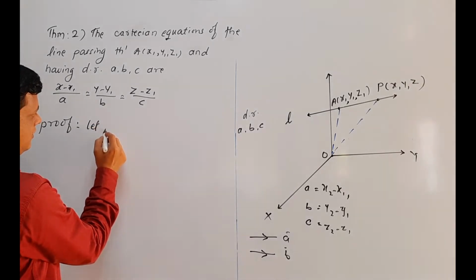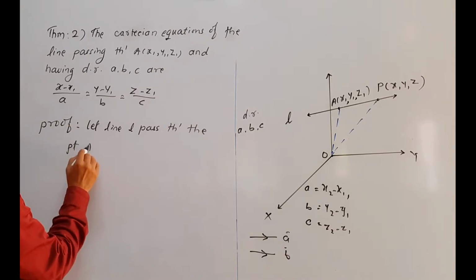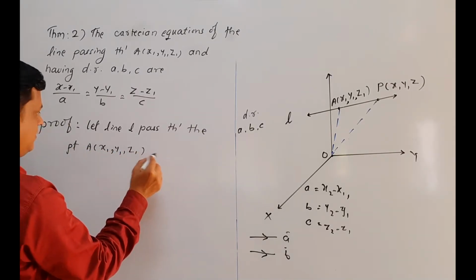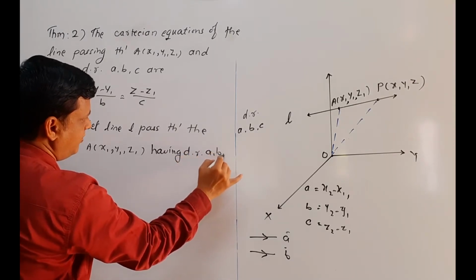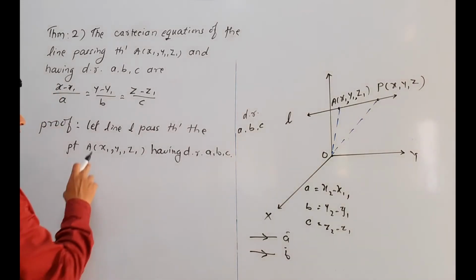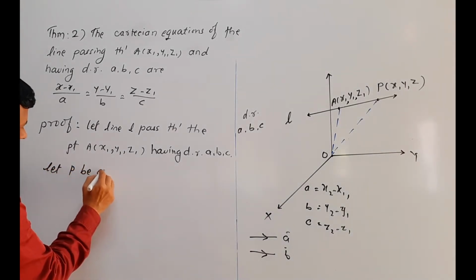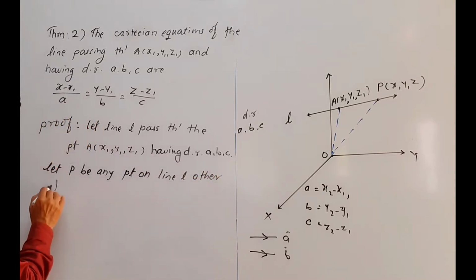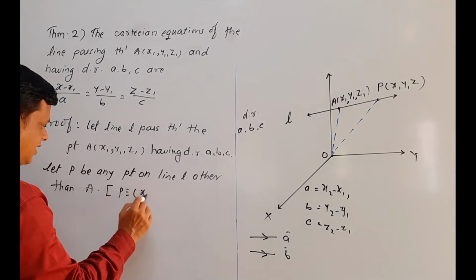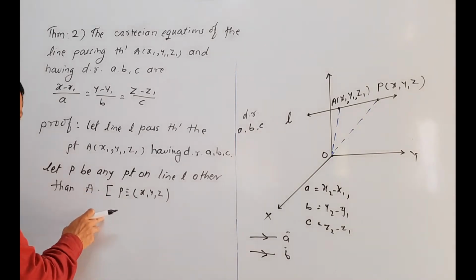let line L pass through the point A of x1, y1, z1 having direction ratios a, b, c. So we consider one more point on line L other than A. So we write here, let P be any point on line L other than A. So we consider here point P, you can write P equals x, y, z. So we consider the coordinates of point P as x, y, z. Now we have to find the direction ratio of line L.